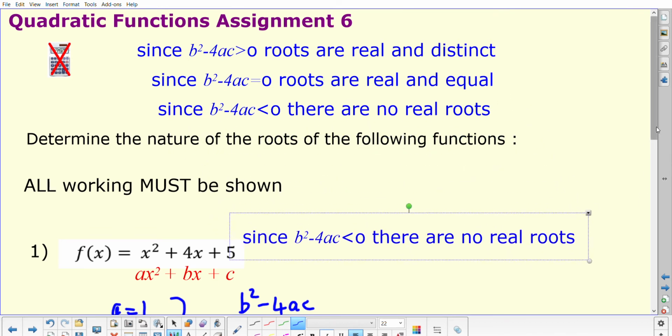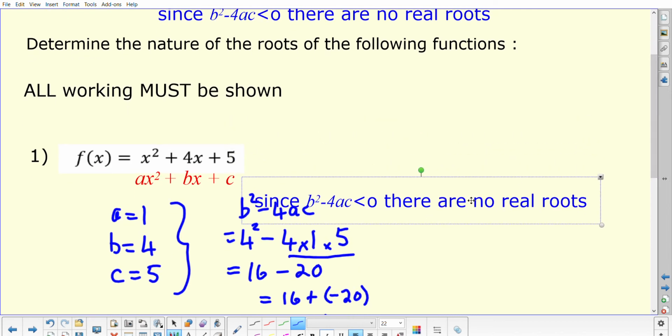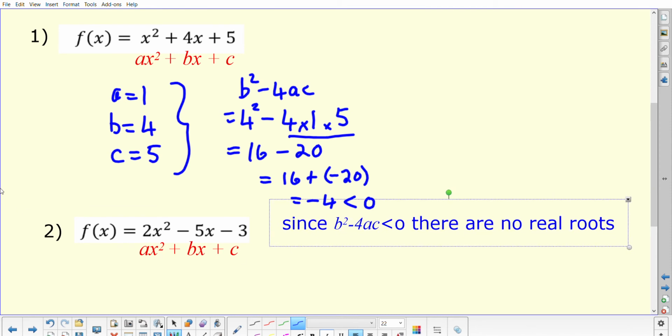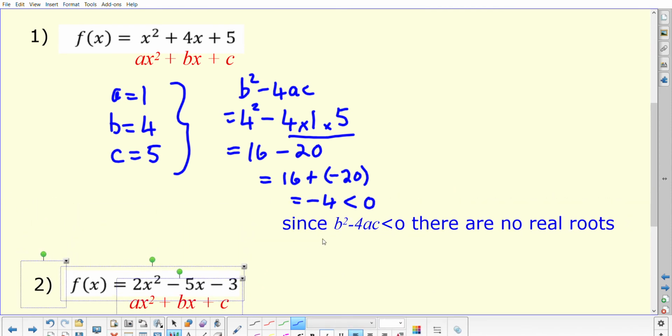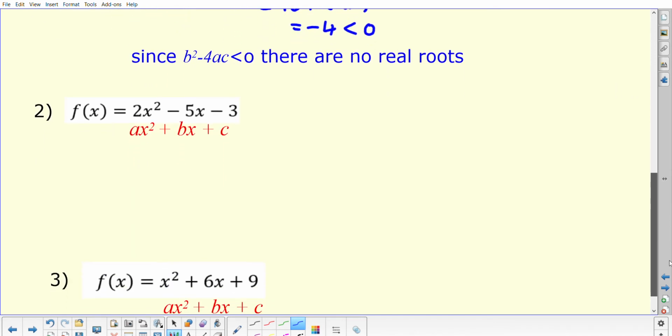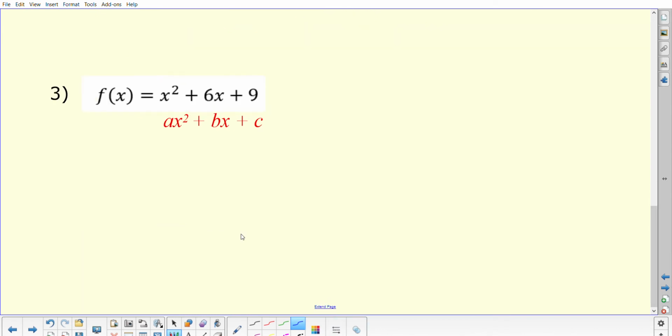since b squared minus 4ac is less than 0, there are no real roots, and that needs to be your conclusion when you do this. So that would be your final answer. So you work out your b squared minus 4ac, it turns out to be negative 4, which means it's less than 0, therefore there won't be any roots when you do this.